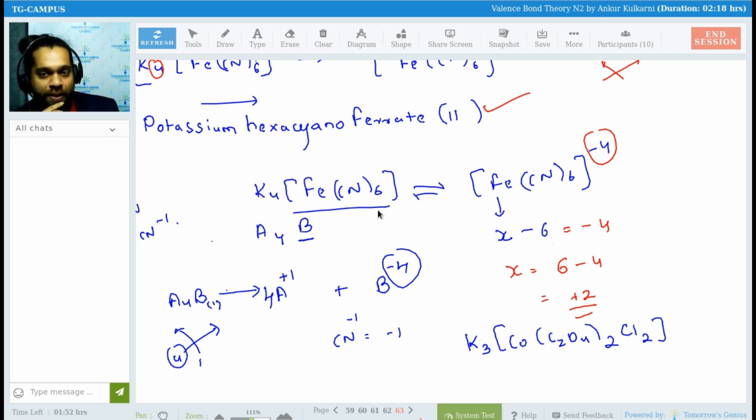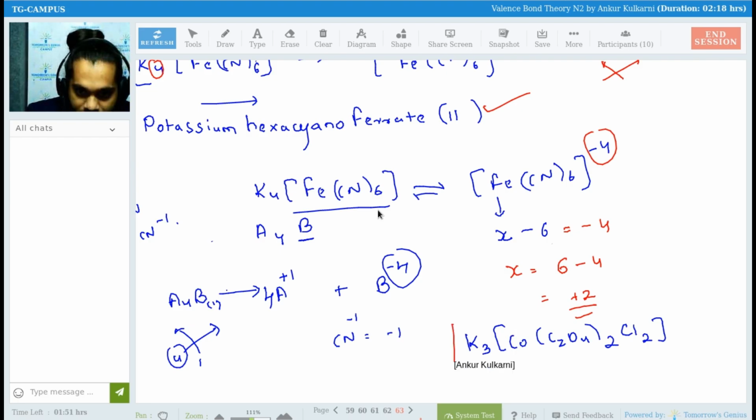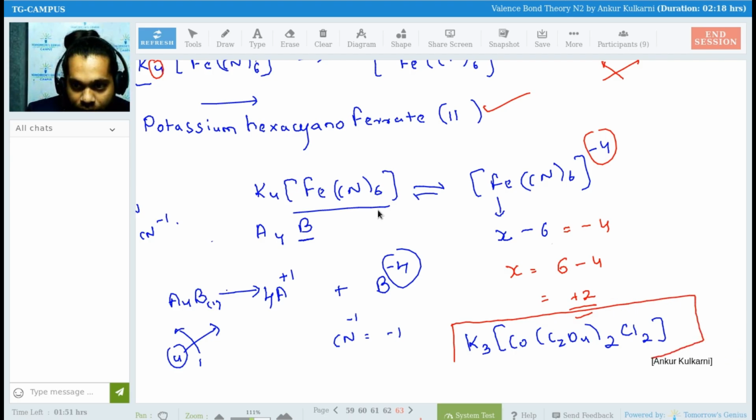Can you repeat the question alone? I can. Prashanti, over here, this is your question. You have to write down the name for this compound. That is the question. That's it.